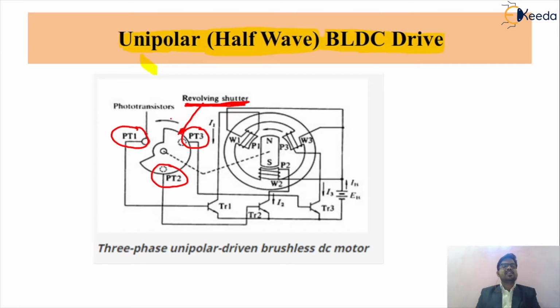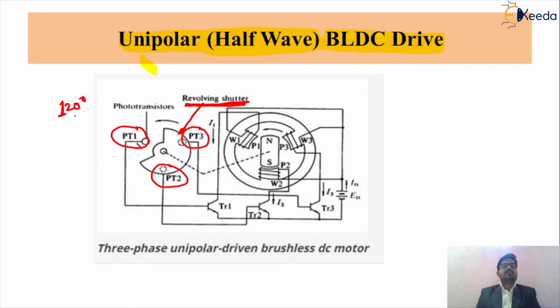So friends, as shown in the unipolar BLDC drive, these phototransistors are basically 120 degrees apart from each other. That will be the position of these phototransistors. So friends, this is the first part.